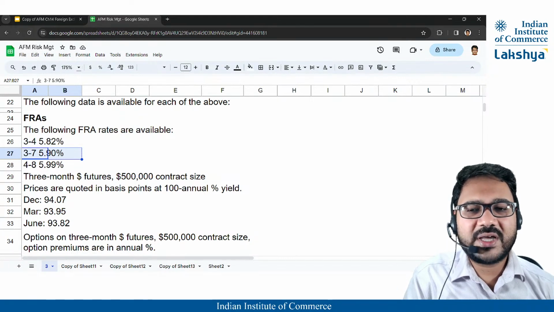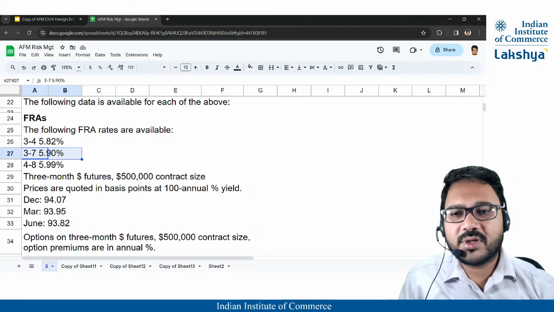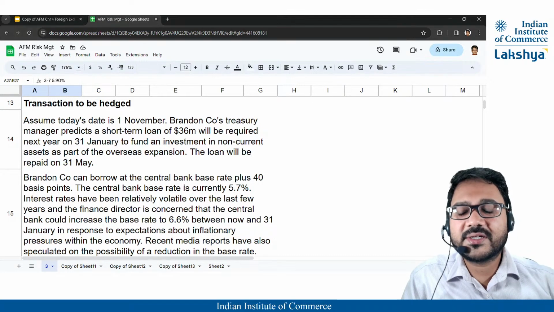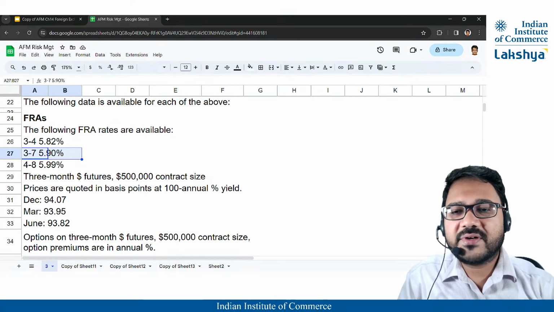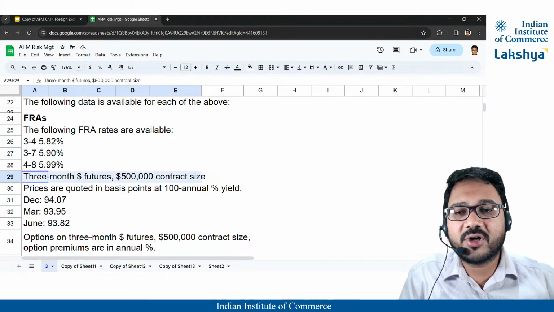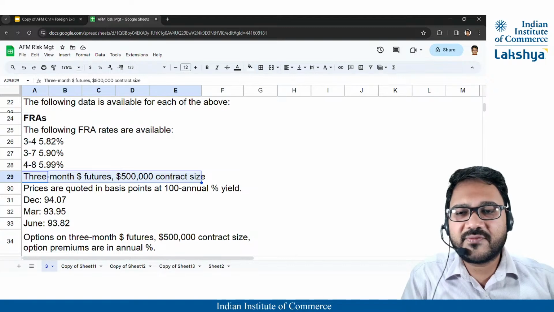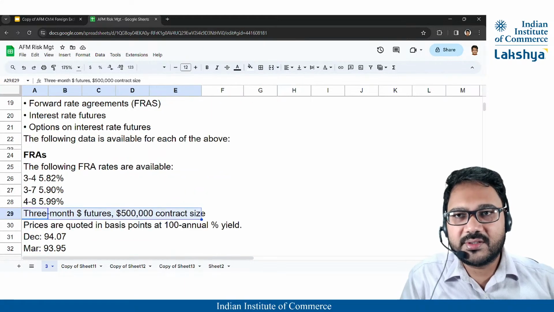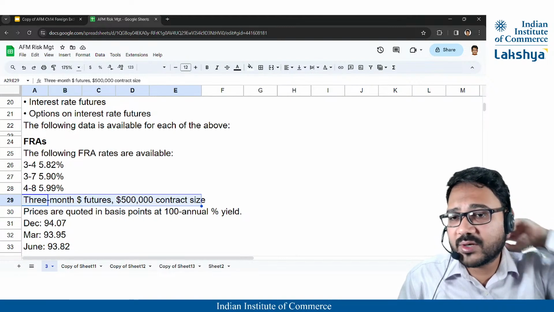Okay, now futures are standardized, so we need to also calculate the lots. How many lots? So one lot has $500,000. We require how much? We require 36 million. So 36 million divided by $500,000. However, these $500,000, it is assumed that they are for a 3-monthly loan. Okay, in fact, it's given to us. It's 3-monthly dollar futures. Okay, so it's a 3-monthly loan. So the corresponding period for this $500,000 is 3 months, whereas we need a loan for 4 months. So into 4/3.